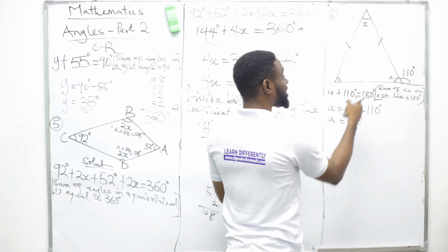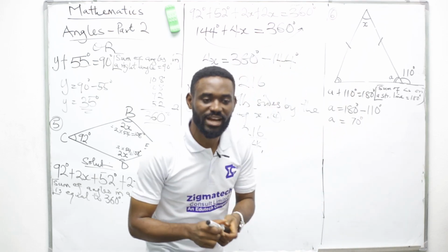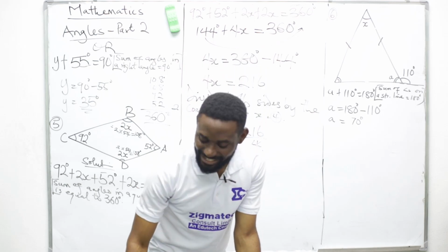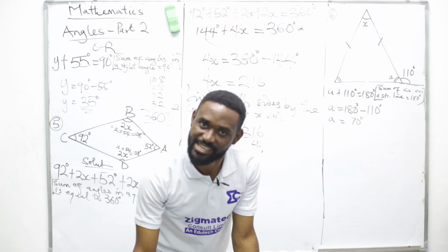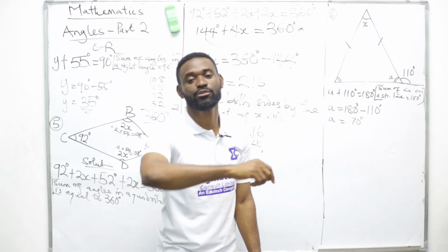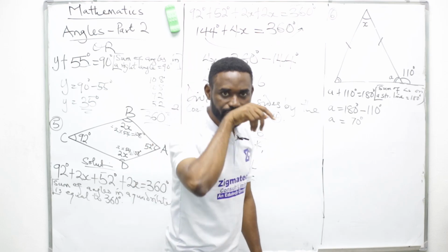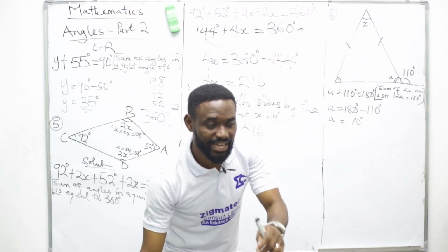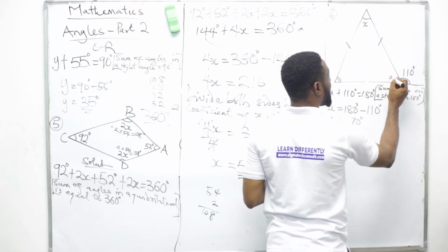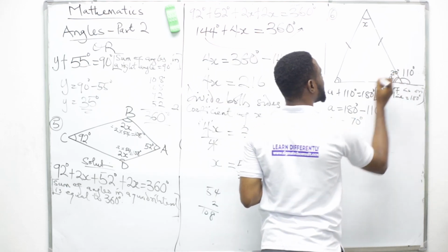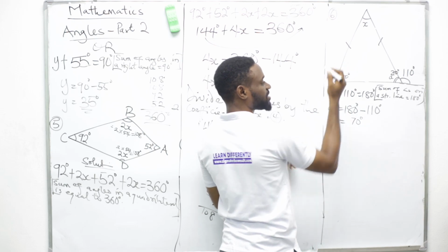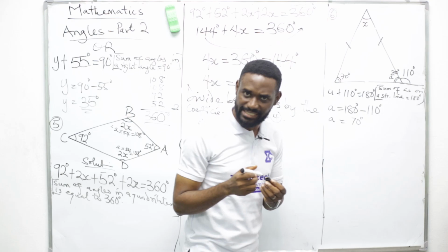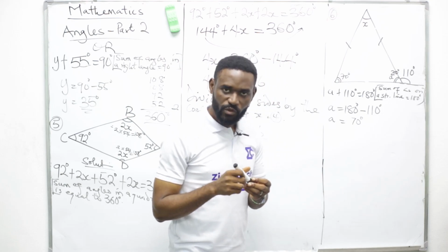So A is 70 degrees, but we are not asked to find A. Your examiners are very tricky. They gave you option C here at 70. So if you're not careful, you just go and pick. But here they ask us to find the value of X. Remember, if A is equal to 70, it means this other angle is also 70. So we have gotten this angle and this angle. So X will be easy to find.